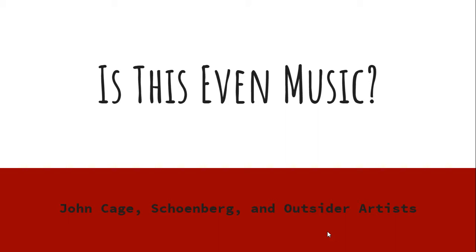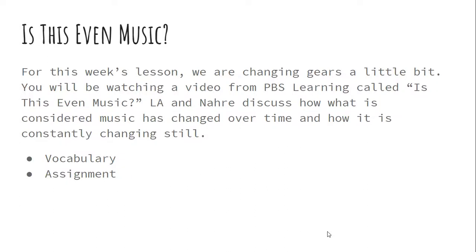We're going to switch gears a little bit and do a lesson called Is This Even Music? It's about John Cage, Schoenberg, and outsider artists. And really, it's going to be a whole lot less of me talking. I've got several videos that I want you to watch this week and then answer some questions for your assignment. But I have a few things I want to go through with this.